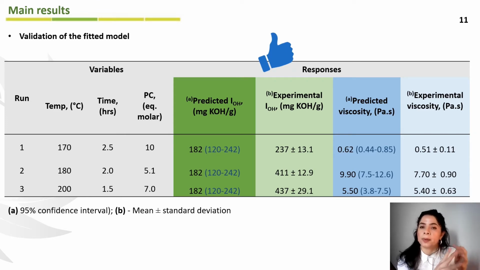For that, 3 additional experiments were carried out using different conditions, and the experimental values for hydroxyl number and viscosity are consistent with the predicted values, since they are within the confidence interval of the models, the blue line here. So what is this? These results indicate that the models are reliable and can be used to optimize the process. Let's move on.